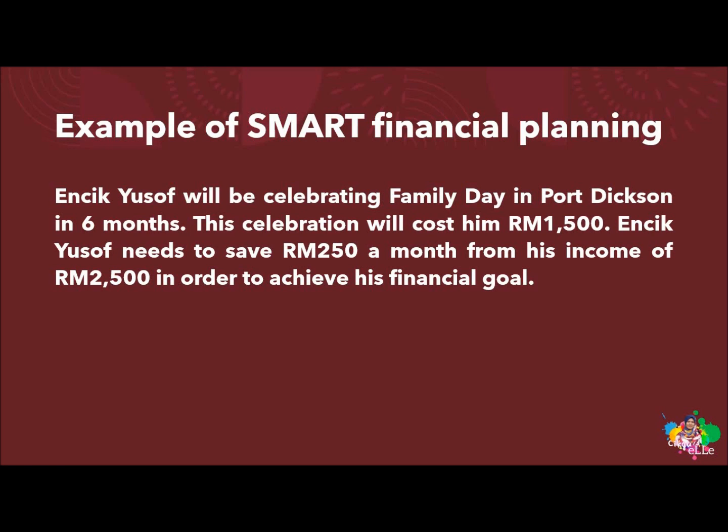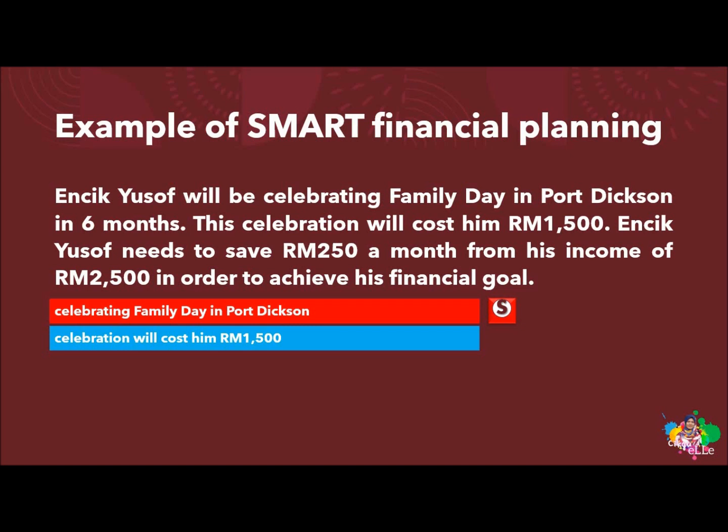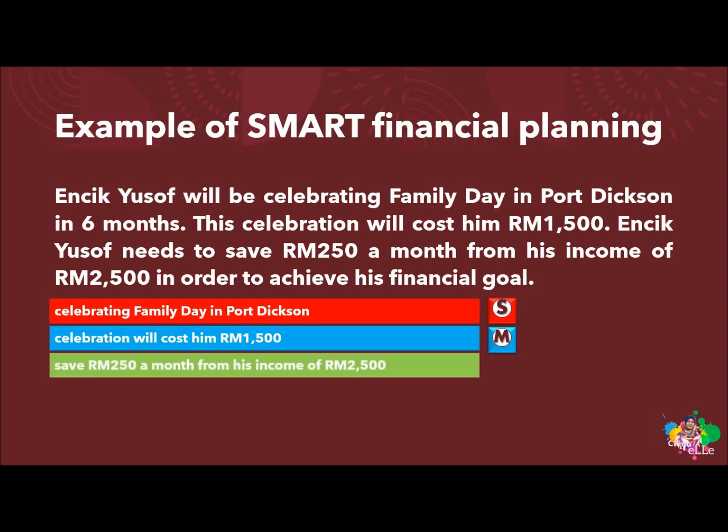Example of SMART financial planning. Encik Yusof will be celebrating Family Day in Port Dickson in 6 months. This celebration will cost him RM1,500. Encik Yusof needs to save RM250 a month from his income of RM2,500 in order to achieve his financial goal. Based on this statement, you have to identify whether this is SMART financial planning. First, celebrating Family Day in Port Dickson, so Encik Yusof has a specific goal. Then the celebration will cost him RM1,500, so his goal can be measured in terms of cost, which is RM1,500. Next is attainable.